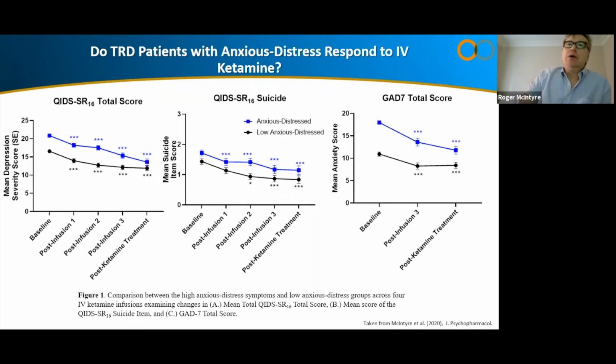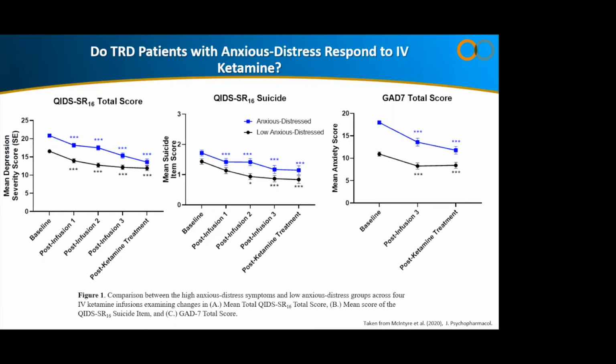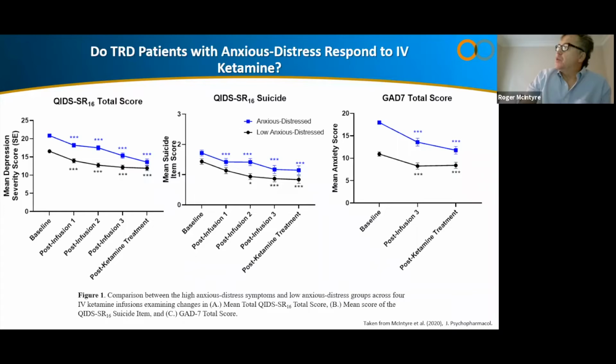Similarly, on the two secondary outcomes, there was improvement on the SI item that has relevance for reasons we all know, and that's amplified only more so in this anxious group, as well as on the GAD-7. And on subsequent analysis, we found again that the improvement on the GAD-7 as a repeat measure was also greater in the anxious distress group after adjusting for baseline GAD scores.